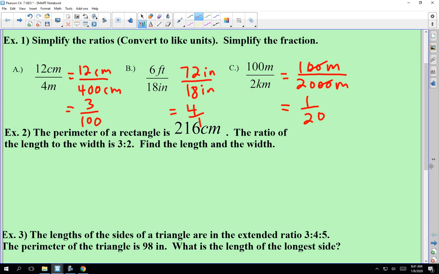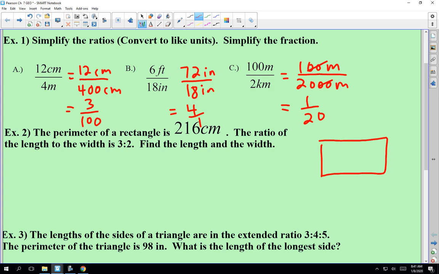Here's one. It says the perimeter of a rectangle is 216 centimeters. The ratio of the length to the width is 3 to 2. Find the length and the width. So we have the perimeter. Oh, this is a little different. We're actually going to set up an equation to solve this. So this won't be a proportion yet. But here's what it's saying. Let me draw a picture.